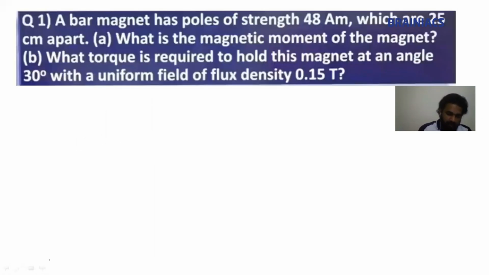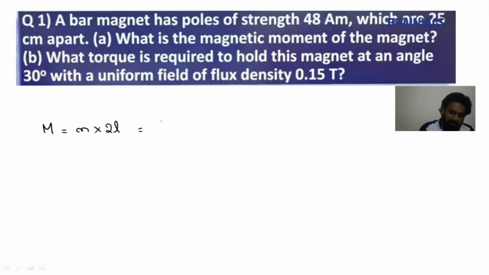Okay, so moving to the question. First question is, a bar magnet has poles of strength 48 ampere meter which are 25 centimeter apart. What is the magnetic moment of the magnet? So first question is that. So what is magnetic moment? Magnetic moment is pole strength into the distance between them.